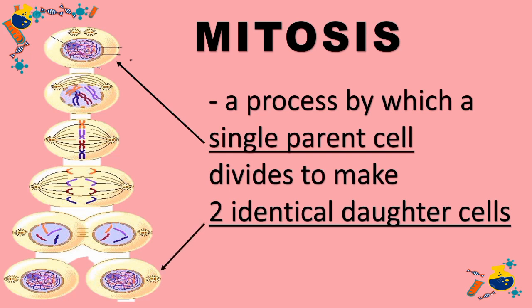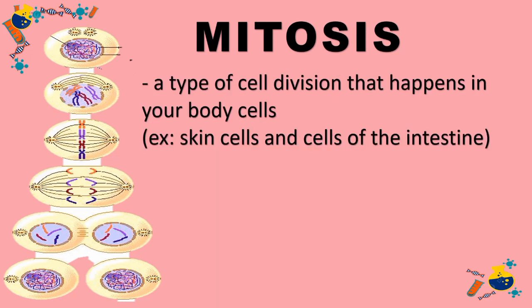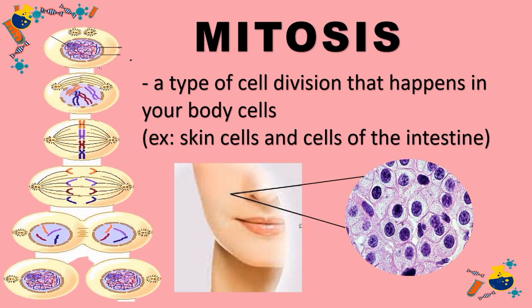Now, where does mitosis happen? Mitosis is a type of cell division that happens in your body cells. Halimbawa ng body cells ay ang inyong skin cells at cells of the intestine. Ano nga bang mga cells ang hindi nag-undergo ng mitosis?